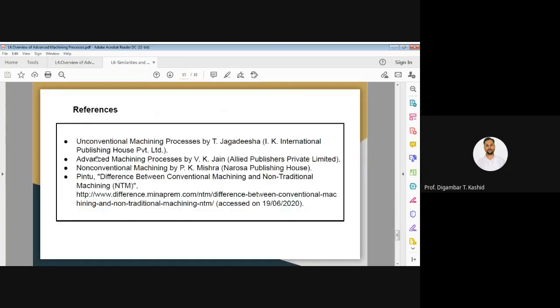So this is the comparison between conventional and non-conventional machining. Here I have also mentioned some reference books. You can use the Advanced Machining Processes book, or Unconventional Machining Processes by T.J. Videsha, or Non-Conventional Machining by P.K. Mishra. All these three books, or hard copies of them, are available in the market.